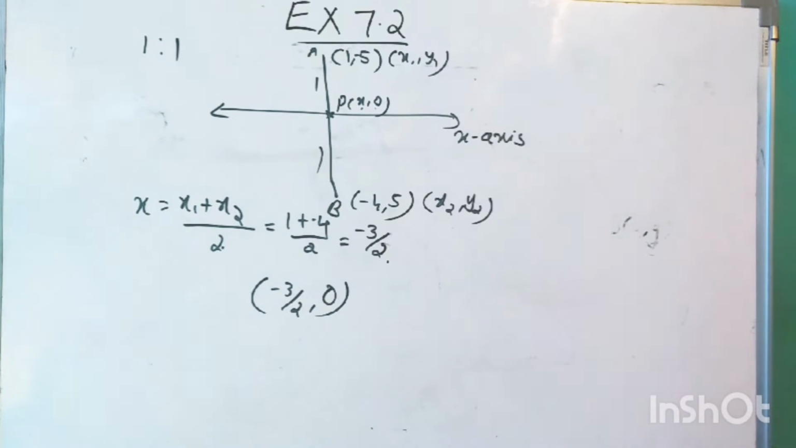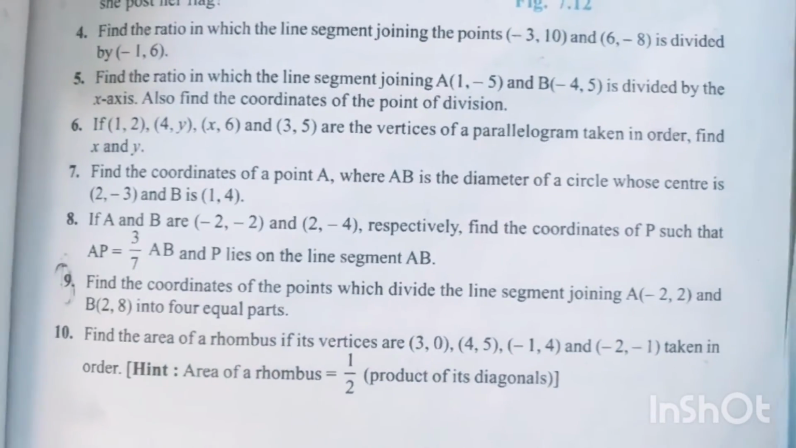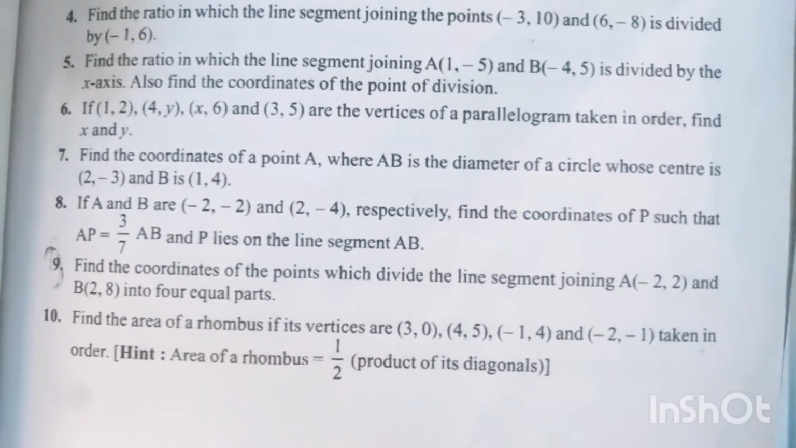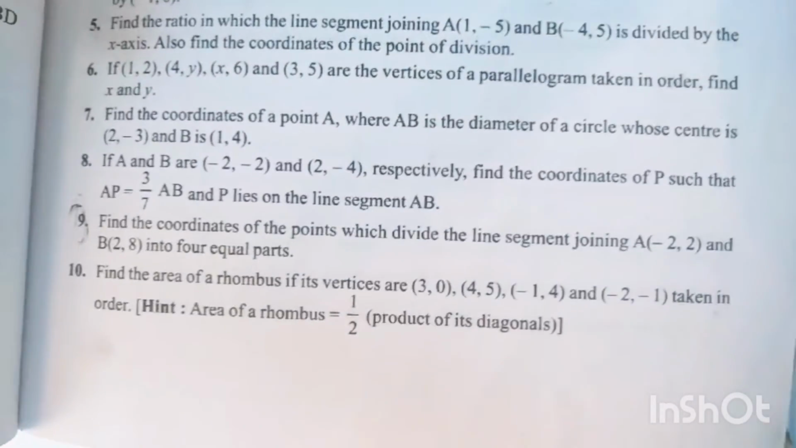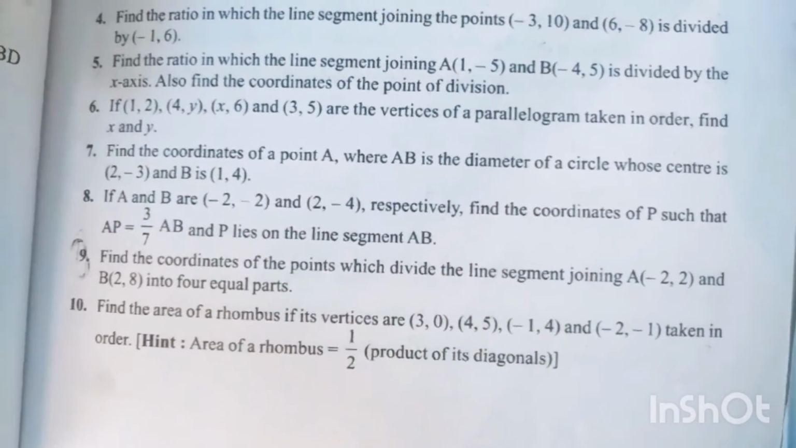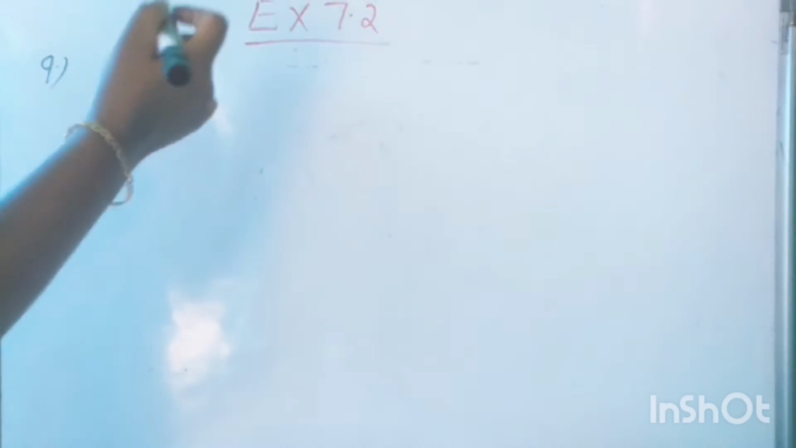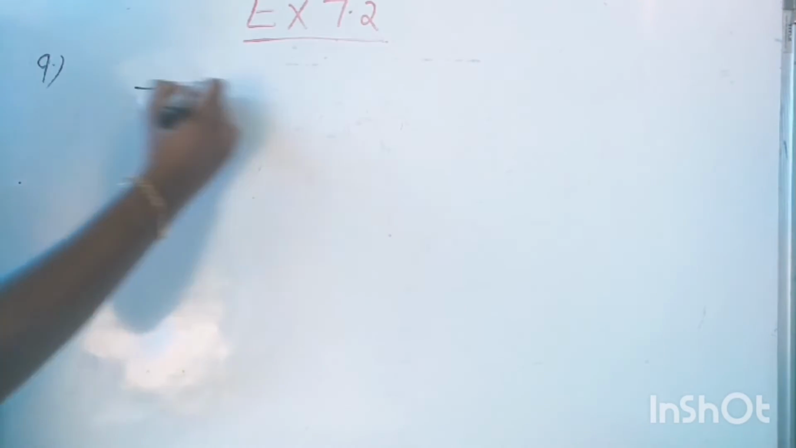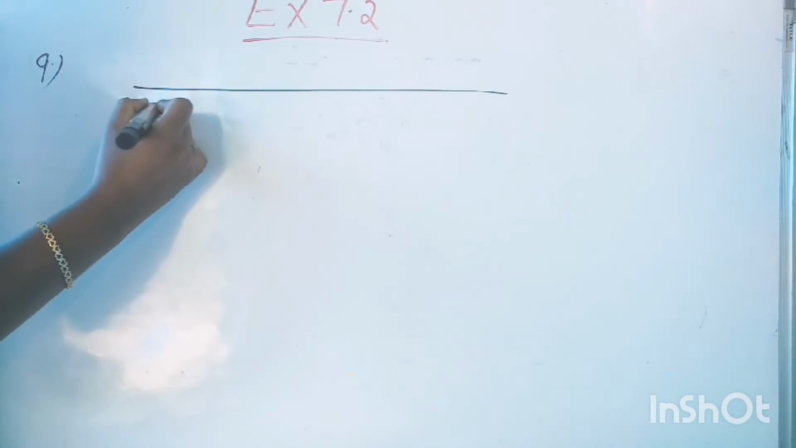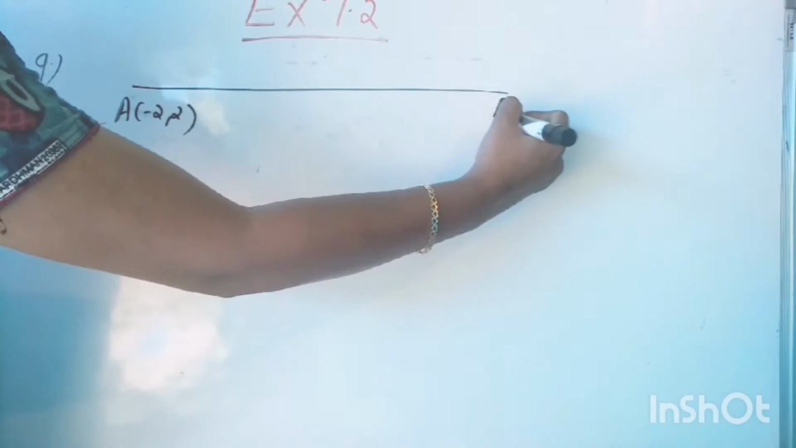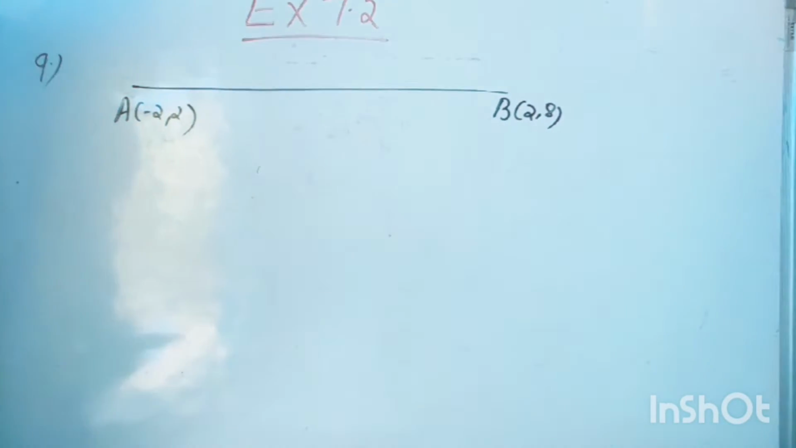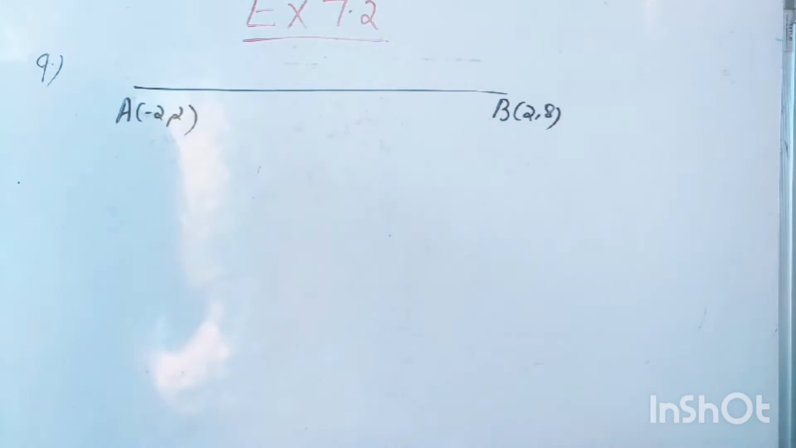Now we are going to do the 9th question. Find the coordinates of the points which divide the line segment joining A of -2, 2 and B of 2, 8 into 4 equal parts. Here we have one line joining the points A of -2, 2 and B of 2, 8.